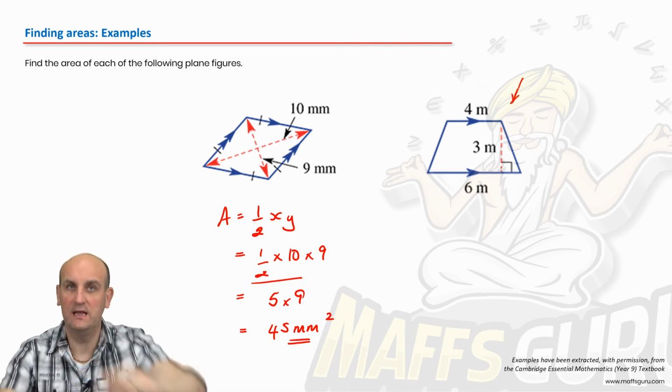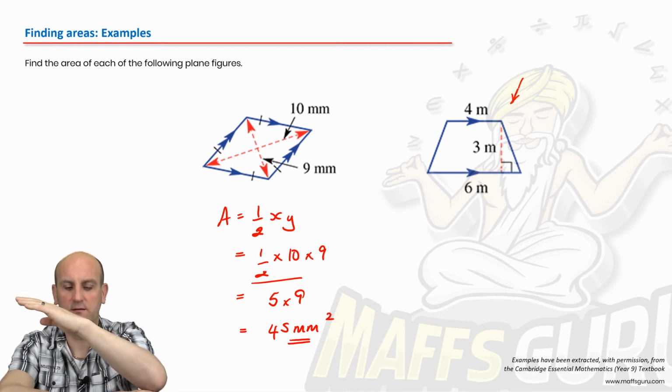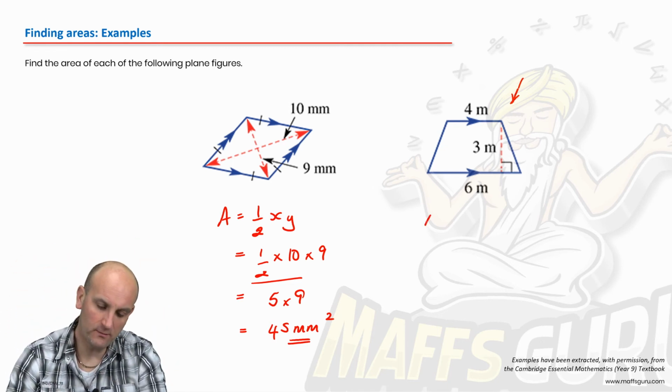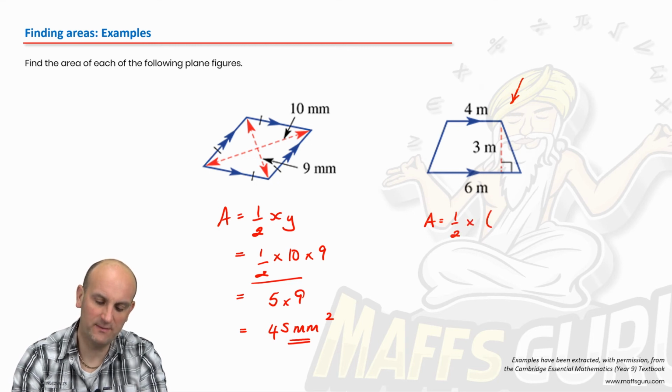Do you remember the formula? Add, multiply, halve. So my area here is a half times, add together the parallels. Which ones are the parallels? They're the ones with the arrows. So that's 4 plus 6, and I'm going to times it by how far apart they are. How do I know that? Because of the right angle, times by 3.